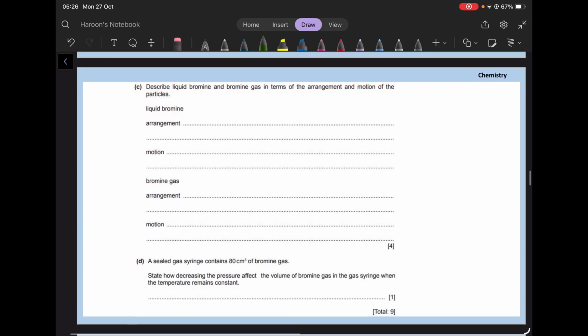Next question. Describe the liquid bromine and gas in terms of arrangement and motion of the particles. So liquid bromine, the arrangement in liquid and gas is irregular arrangement. So I can just write irregular arrangement. Regular arrangement is for solids. Okay, now motion, the particles can slide over one another. Moving particles, basically moving and sliding over each other.